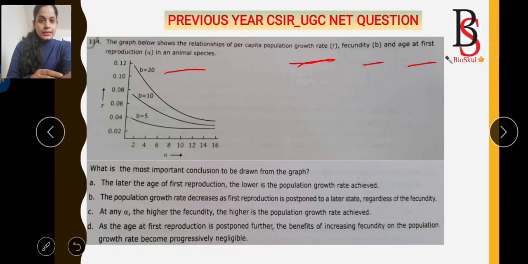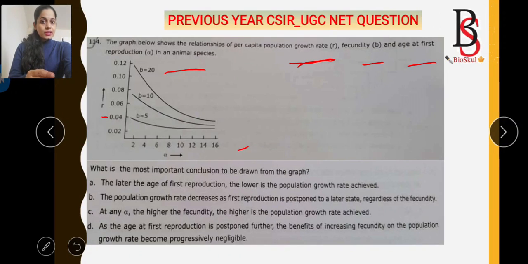On the y-axis it is r. r is the per capita population growth rate, alpha is the age at first reproduction, and B is the fecundity. Fecundity is the physiological ability to reproduce. So what is the question? The question is, what is the most important conclusion to be drawn from the graph? You have to study the graph, analyze it, and choose which one is the correct option.